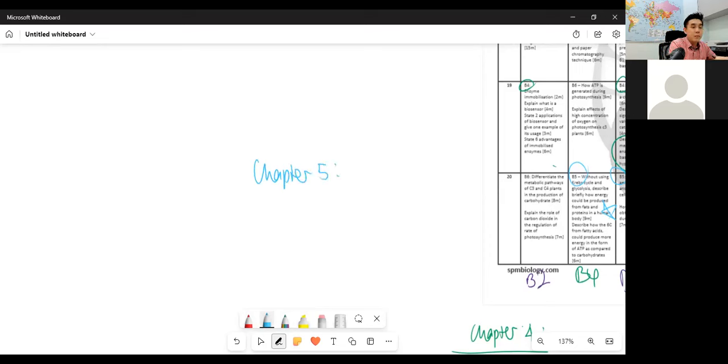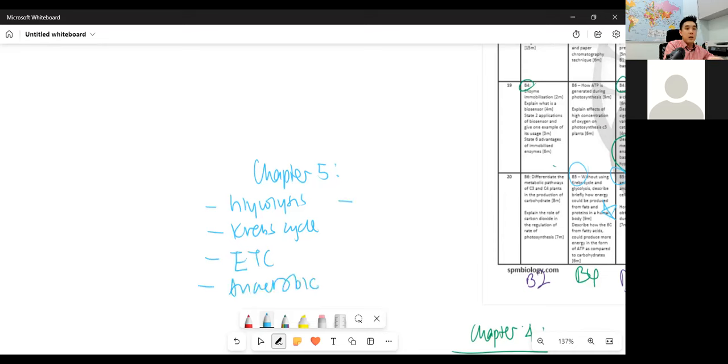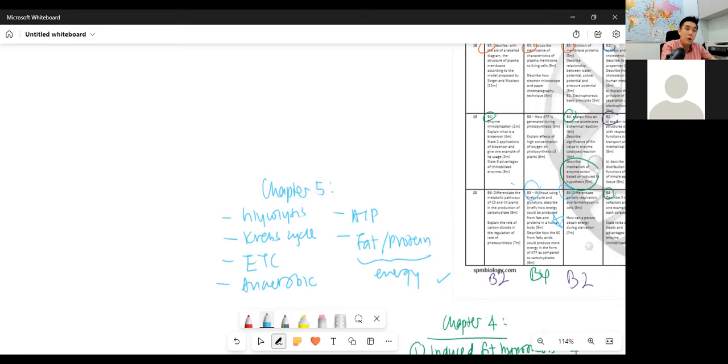Okay. For chapter 5, because everything has been asked before, just read through everything: glycolysis, Krebs cycle, ETS, ETC, anaerobic for human and plants, ATP production, how many ATP is produced, fat, how to get energy from fat and protein. One of the years they asked, how can a person get energy if he is starving? So it's this one, how to use fat or protein to get energy. This one is towards the end of the topic already.